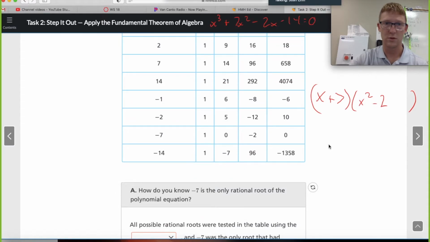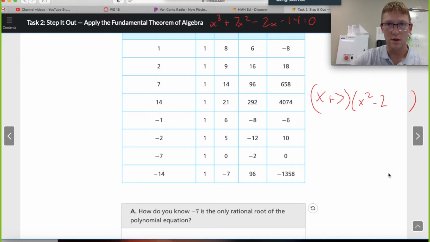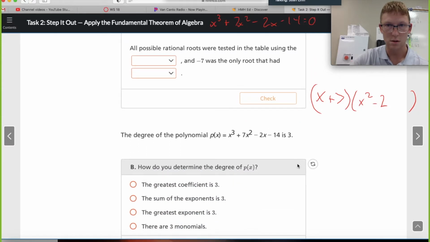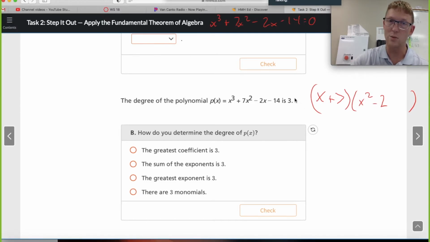So, let's see what else I got for us. How do you know -7 is the only rational root of the polynomial equation? So we tested them all, and that's the only one that came back with a 0 remainder. I'm not going to worry about answering some of these things. The degree of the polynomial is 3. So how do we know that?